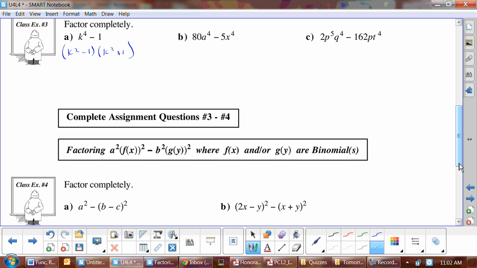Okay, be paranoid. Am I done? No, because k squared can be factored further. Now, again, know your rules. Don't go k squared minus 1 and k squared minus 1, because then you'll probably try to square them both. It's always one opposite the other, or else I'd have a middle term. Which one of these can I still factor? k squared minus 1, which would turn into k minus 1 and k plus 1. And then this k squared plus 1, there's nothing I can do with it.